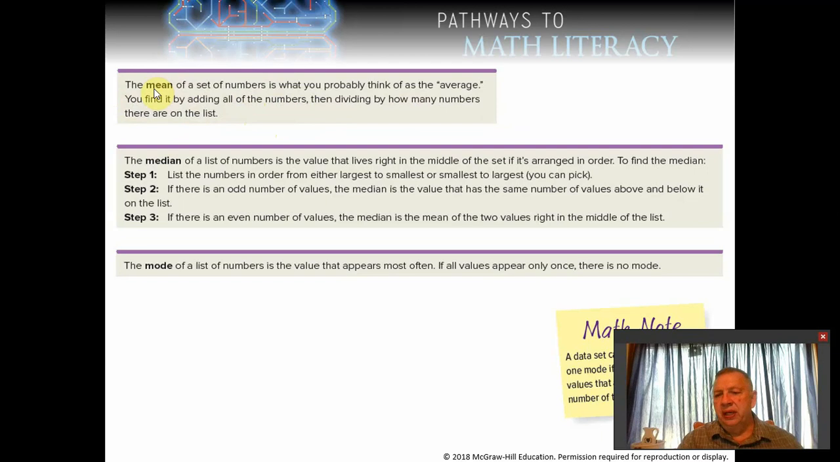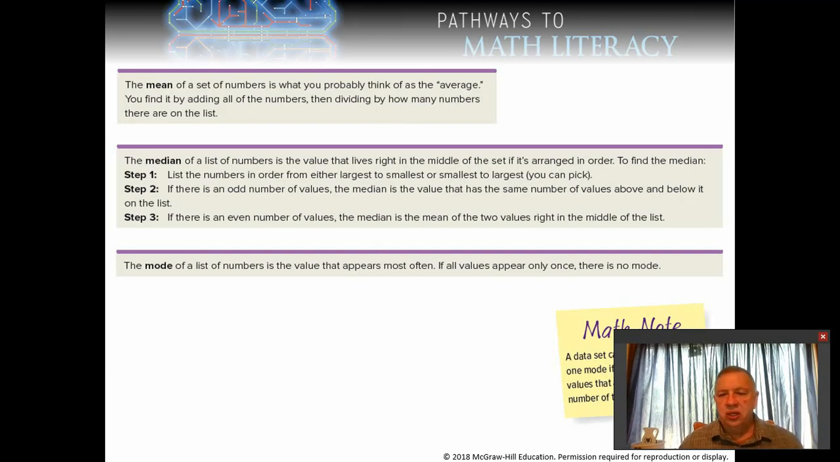We use the term mean if you're in statistics. Okay. So the median of a list of numbers is the value that lives right in the middle. If I arrange them all from the least to the most and split them in half, I go right to the middle number. Half of them are less than that, half of them are more.